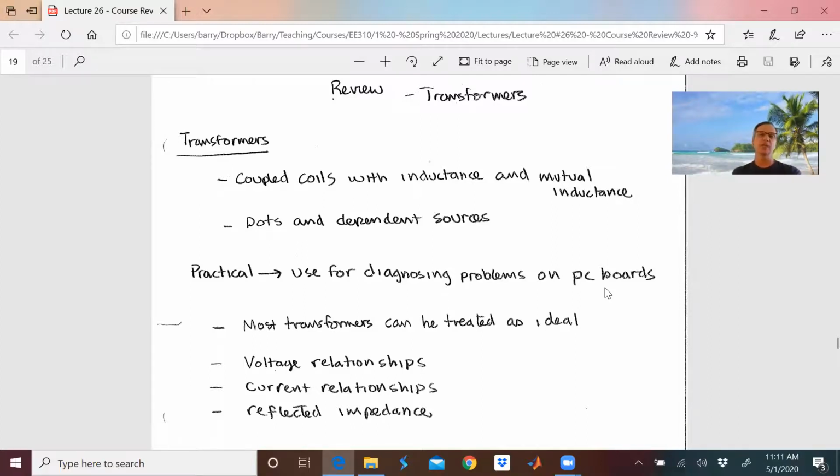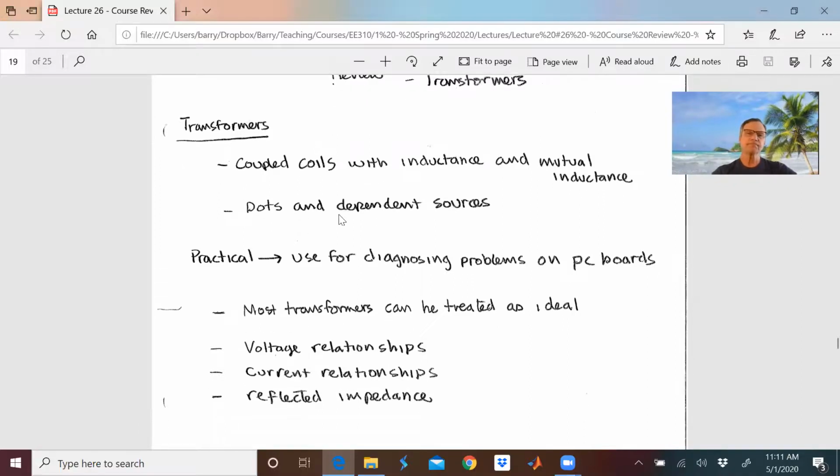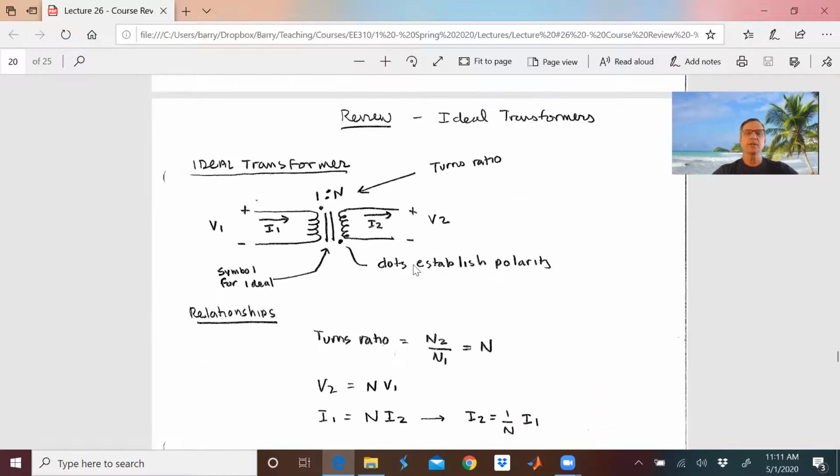And so when you're using ideal transformers, we have voltage relationships, current relationships, and reflected impedance. So what I'm getting at here is for transformers, we have mutual inductance problems, and then we have ideal transformer problems. So let's review ideal transformers. For an ideal transformer, it's shown with a turns ratio, 1 on one side and usually n on the other side. And then we show this big old iron bar going through here, and that's the symbol for an ideal transformer.